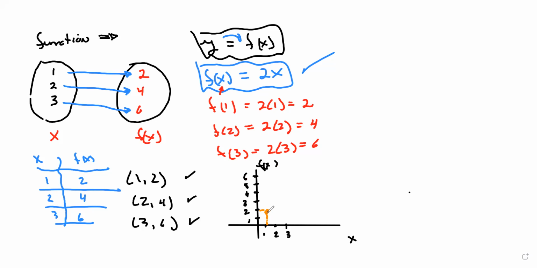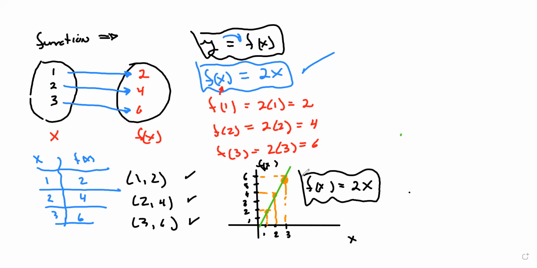Right here. And then you got 2 and 4. 2 and 4 is going to be over here. And then you have 3 and 6 is going to be over here. 3 and 6 is going to be this one right here. And you can see that you can draw in here a line to connect the dots. So you connect the dots and you have your function. And this one is the function f of x is equal to 2x. So this would be your representation of the function in a plane.